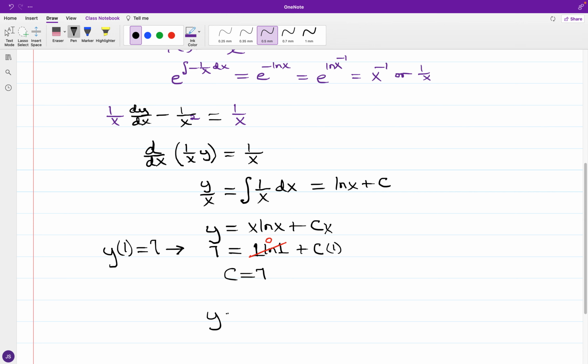So we're going to have that y is equal to x times the natural logarithm of x plus 7x. And you can also write this in factored form. We have x times the quantity of the natural logarithm of x plus 7.